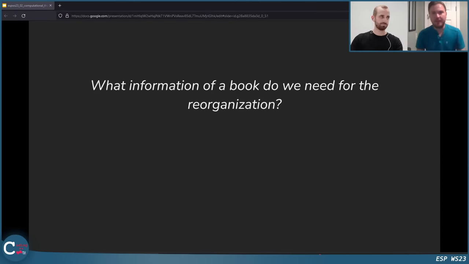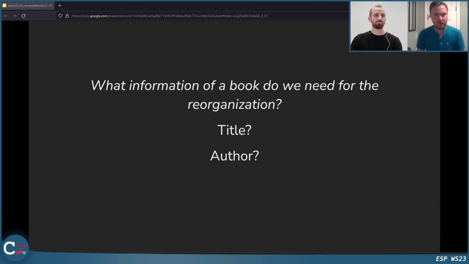What other information could be interesting for us when we want to reorganize our bookshelf? So just drop in the chat, what information does a book provide that might be interesting for us? We have a title, that's good. We have a genre and an author. Date of release, that's interesting, actually. Would you say that we want to organize according to the release date, for example? Would you do that? Maybe someone would do that.